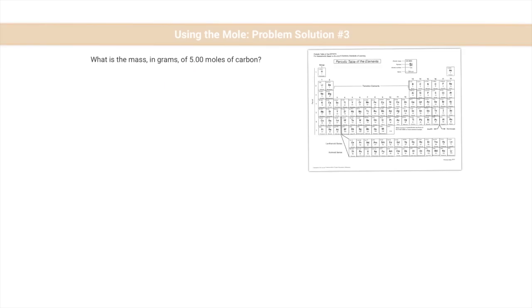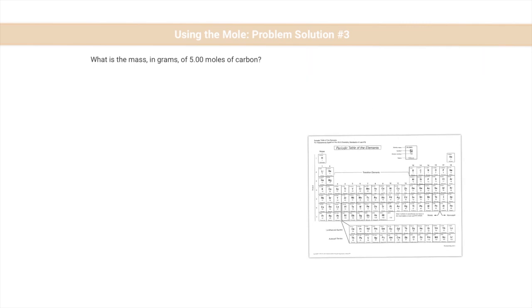Our third problem. In this case, we're asked about what the mass is of 5.00 moles of carbon. You'll see I have my periodic table out because, well, when we're dealing with mass, that must mean we're using the conversion factor of molar mass. Always keep the same strategy down. What am I going from? In this case, it's moles. What am I going to? It's mass in grams.